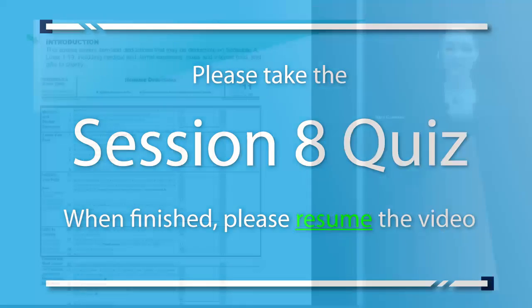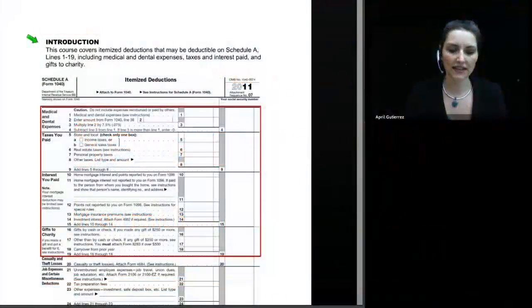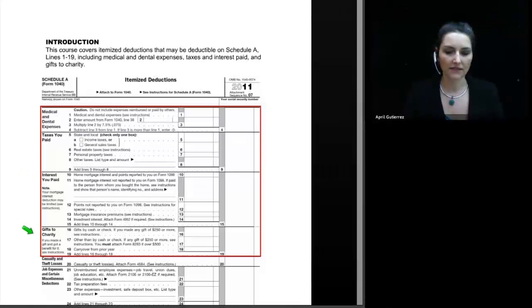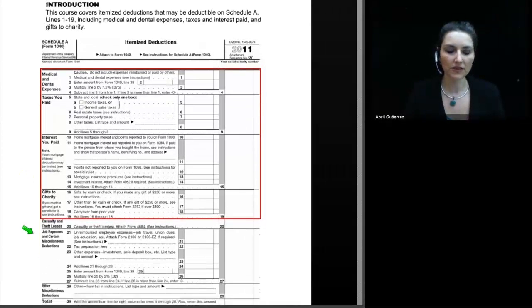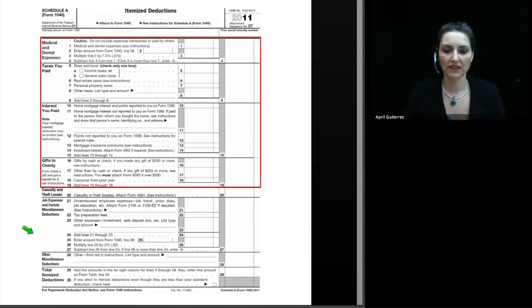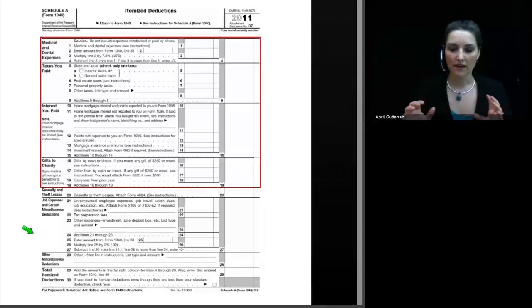We are going to, of course, be covering itemized deductions, and in specific, we're looking at Schedule A, the items contained in this red box: interest that you paid and gifts to charity. So throughout today's class, I will be referring to line numbers on Schedule A, and occasionally I will also be referring to line numbers on the 1040 form. If you have those forms handy, it will help you follow along with me better.